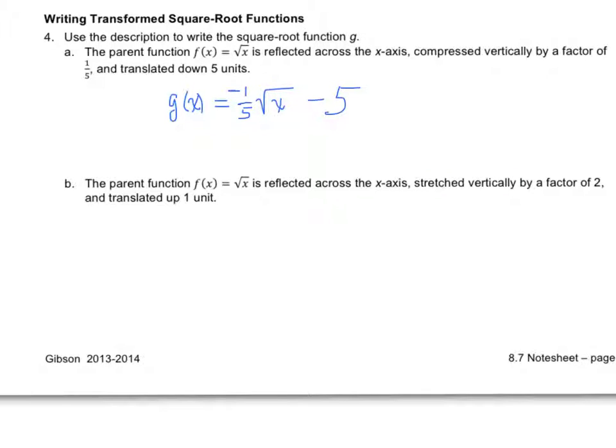When we look at the next one, we're still working with that same parent function, f of x equals square root of x. But now, we want to be able to look at what happens if we reflect it across the x-axis. So just as in part A, we know we're going to have a negative sign there. And we are going to stretch that vertically by a factor of 2. And then we are going to translate that up by 1 unit. So that's what g of x would look like.